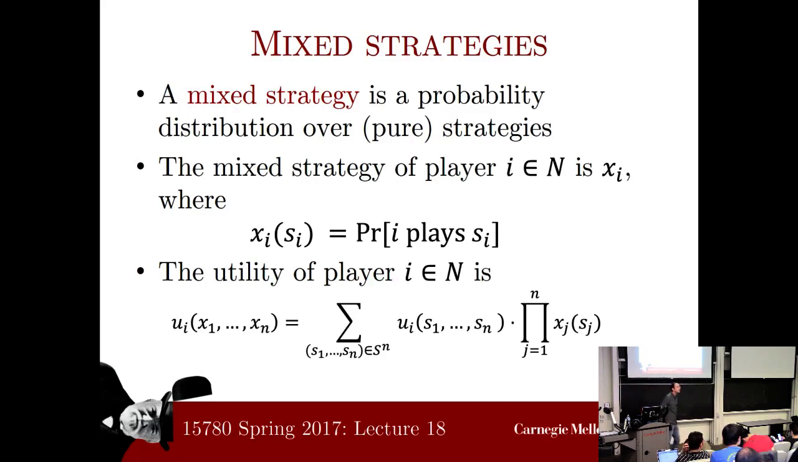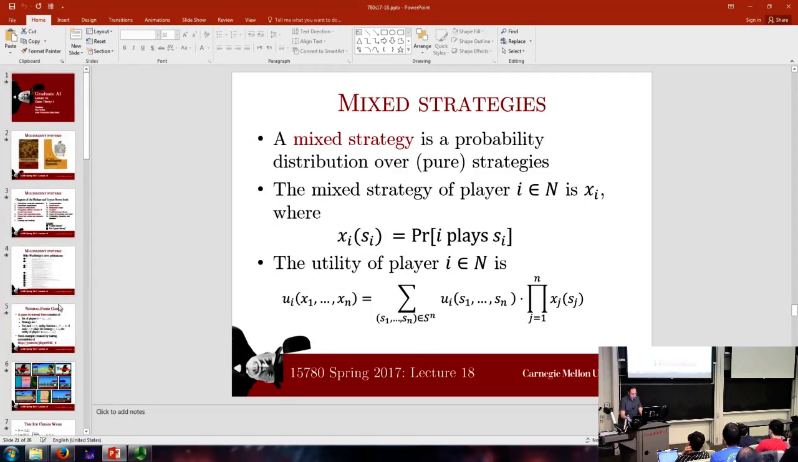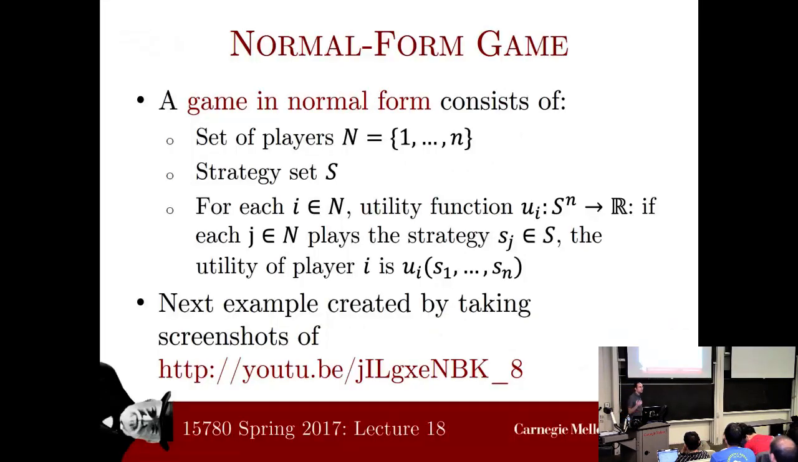Dimitris? Can you go back to the slide where you define u_i? Sure. Just remind us the definition of u_i of x. Yep. All right, so this is the definition of u_i. So u_i is just a given function. Okay, and it takes as input a vector of length n of deterministic strategies, of pure strategies, and tells you the utility of i when everybody plays that way.